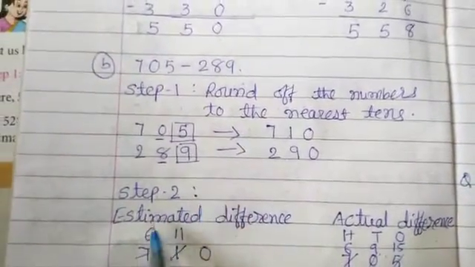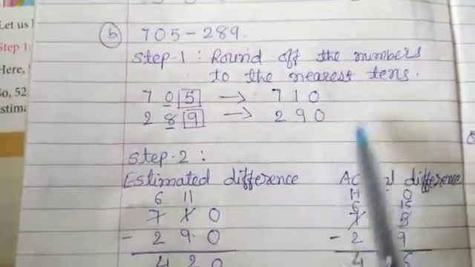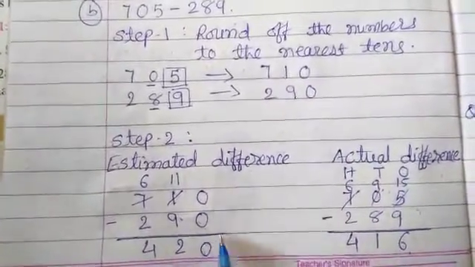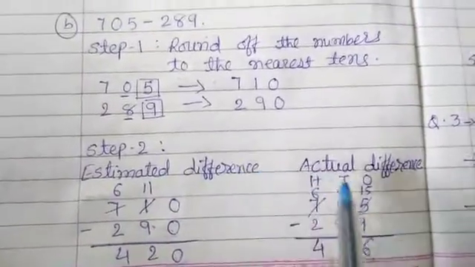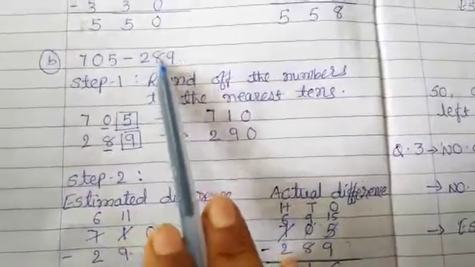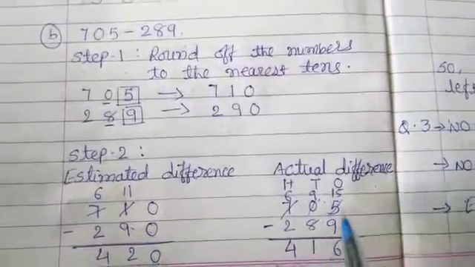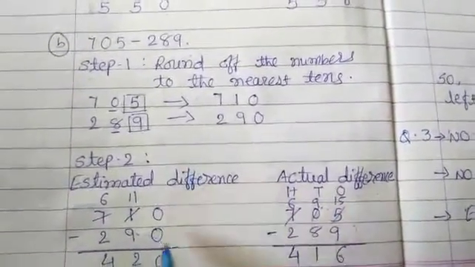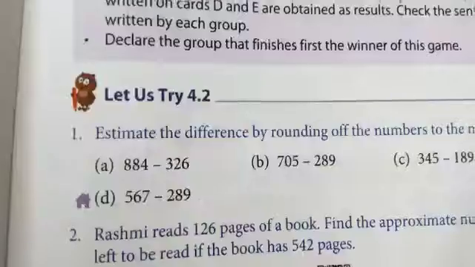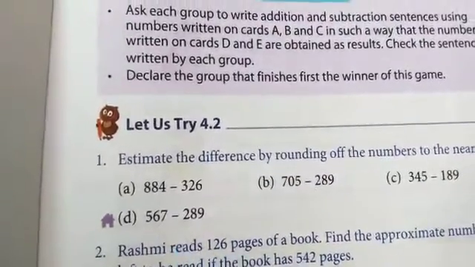Step number 2 is to find the estimated difference, and for that we have subtracted both these rounded off numbers, and our answer 420 is the estimated difference. And actual difference means the two numbers you are given, we will subtract those, and our final answer is 416. So this is the difference between estimated difference and actual difference. I hope there is no doubt. Now question C and D is your homework.